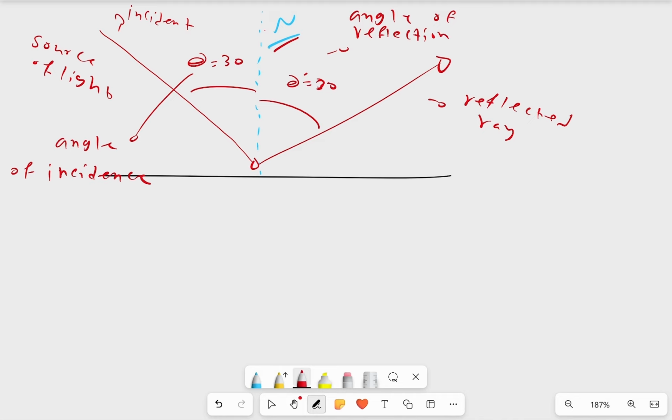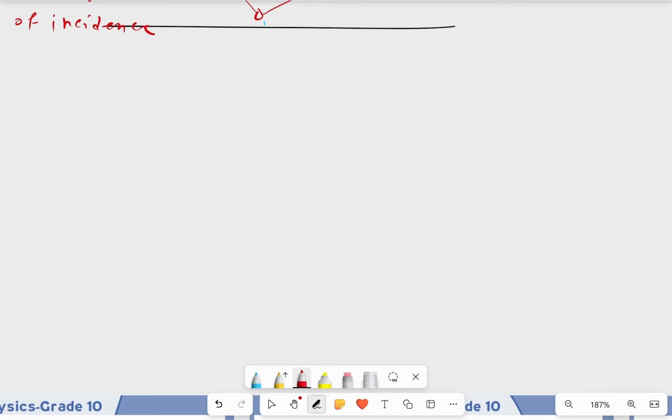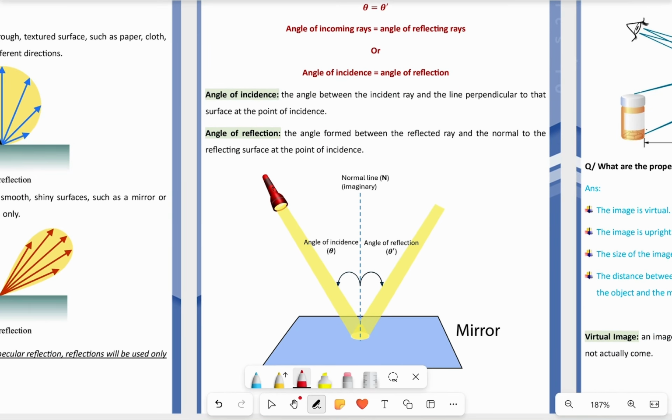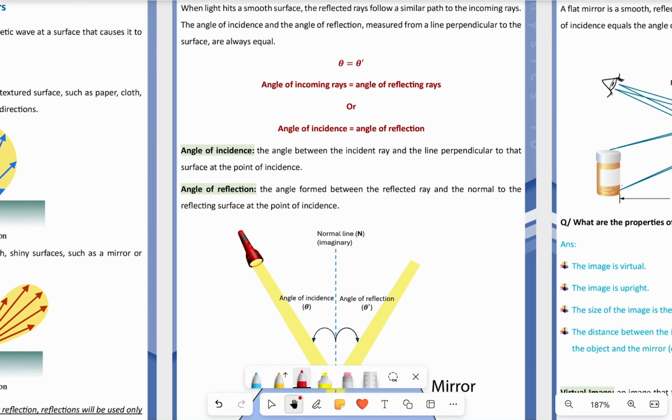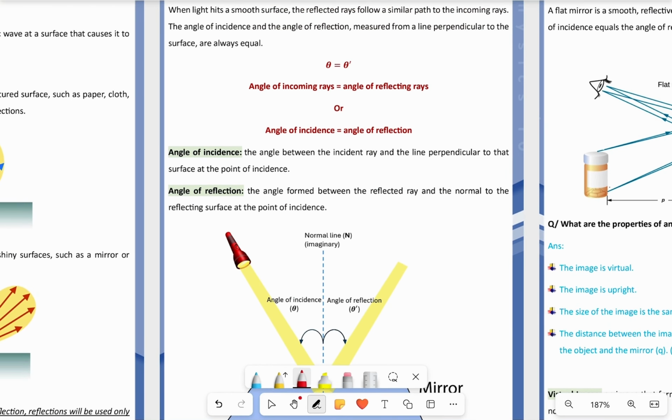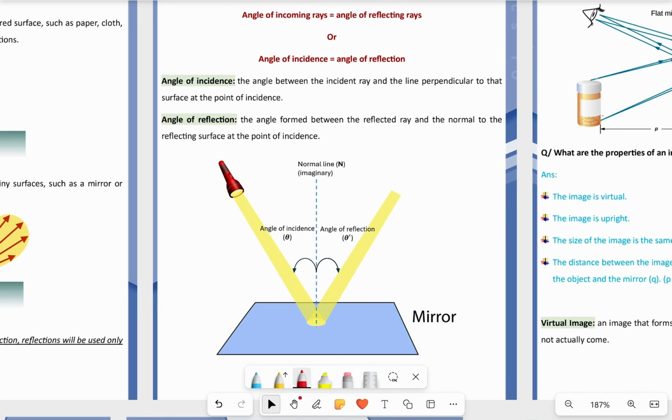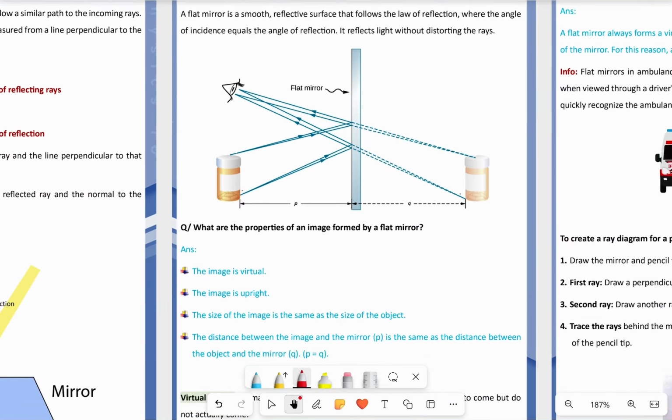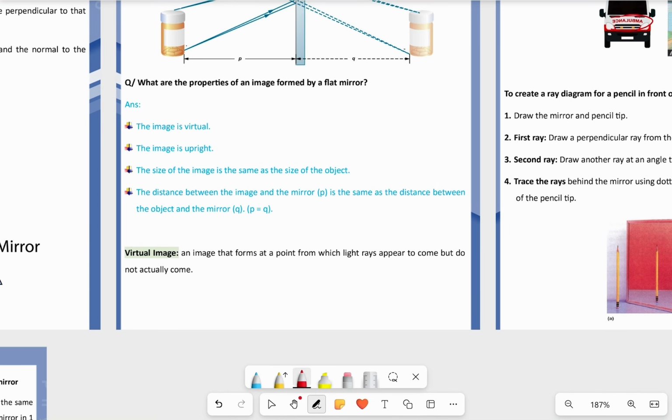Now we have learned that specular reflection happens when the angle of incidence and the angle of reflection are the same. In this chapter, we will be dealing with specular reflection only. This is basically the law of reflection. The angle of the incoming ray, or angle of incidence, is equal to the angle of the reflecting ray, or angle of reflection. Then we have the properties of the image formed by a flat mirror.